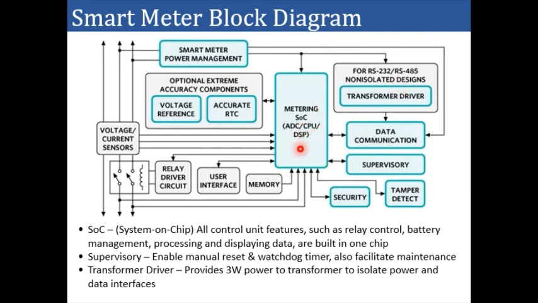Now this will also communicate the information to relay driver circuit. So if there is a situation when the meter has to be remotely disconnected, the communication network will receive the command and this will be shared with the metering SOC, and then this information will be sent to relay driver circuit and it will disconnect the line and neutral wire of the power supply.